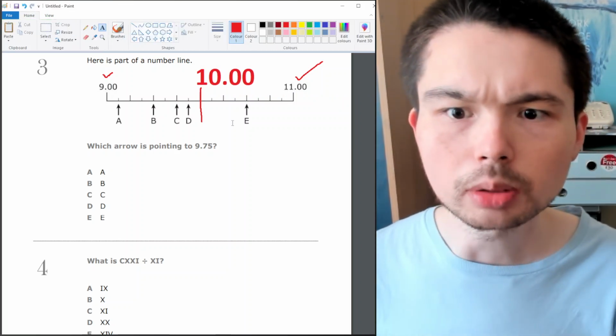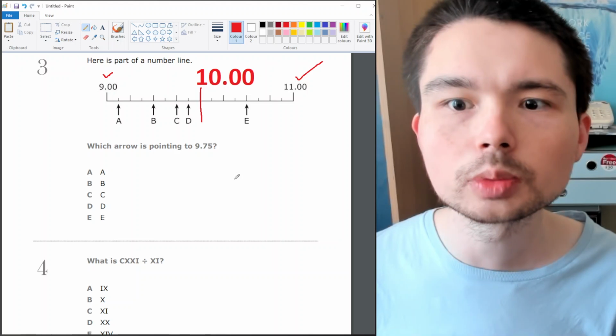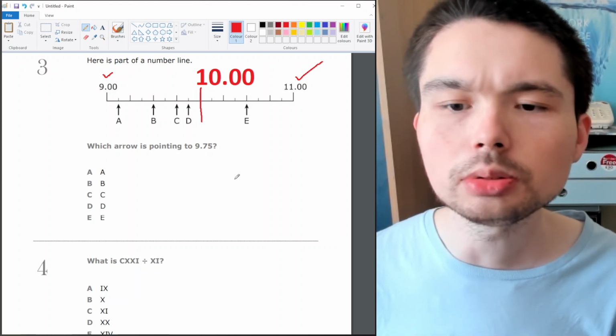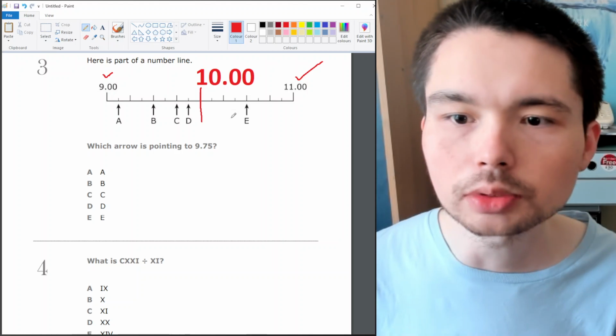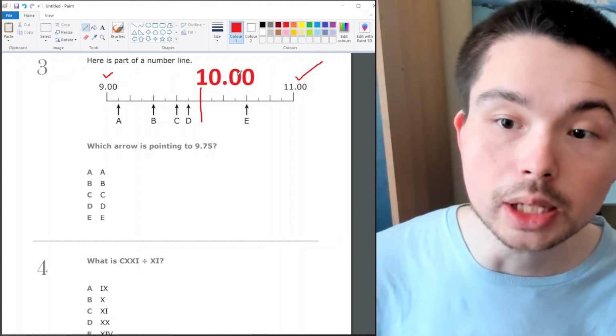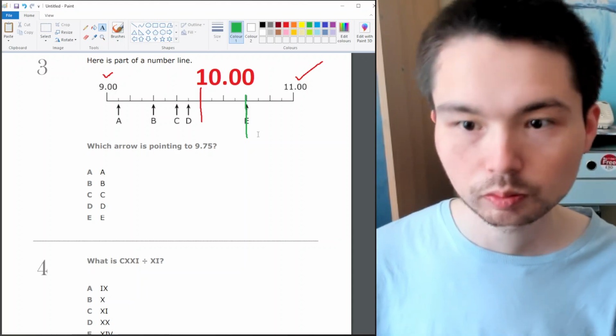10.00. From here, let's just go towards... which way? Should we just do this multiple choice? Why not? E. Well, we want 9.75, so it can't be E, because what's halfway between £10 and £11? That will be £10.50.